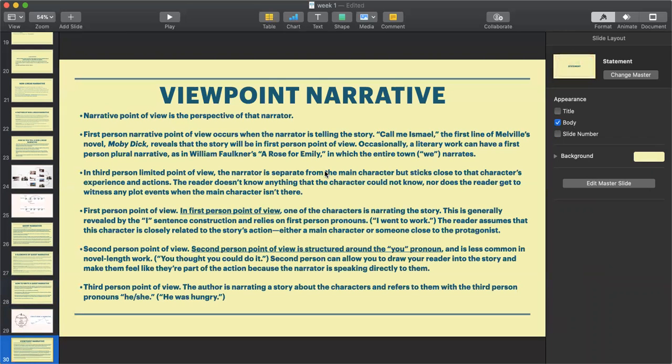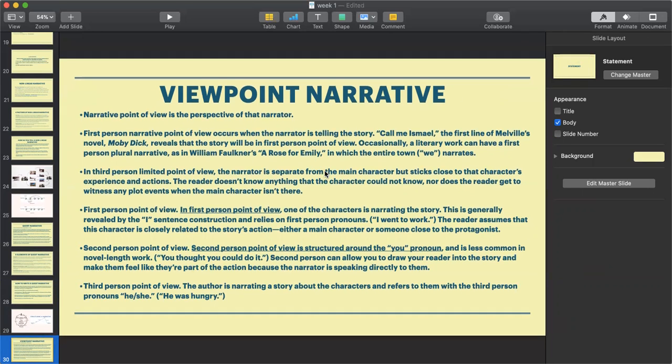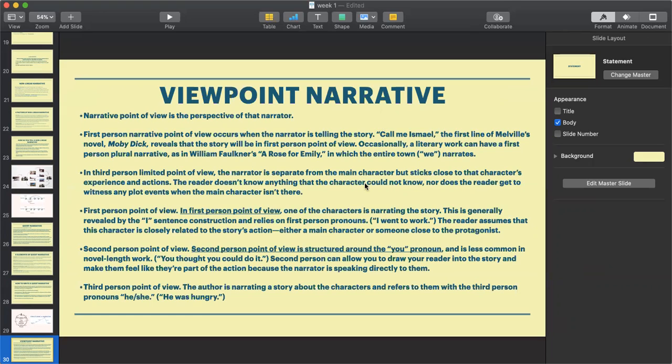Viewpoint narrative. Viewpoint narrative is the last part of storytelling. It's the perspective of the narrator. When a narrator tells something according to what he or she feels, that is what viewpoint narrative is. So in first person: I went to work, I have done this, I have done that. Or second person: when you thought you could do it, I am telling about your thought. If I say that you thought you could do it, then I am talking about what you have thought, right? So that is the second person viewpoint narrative.